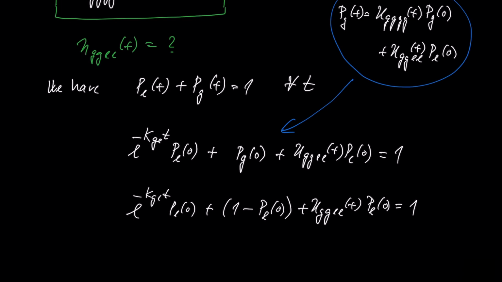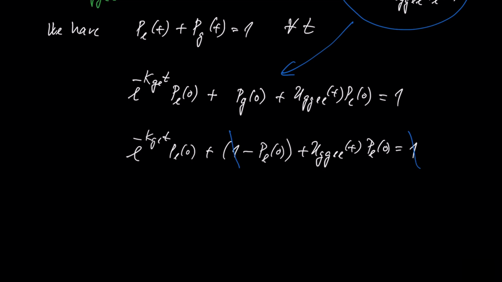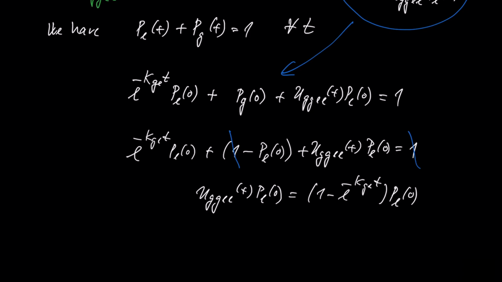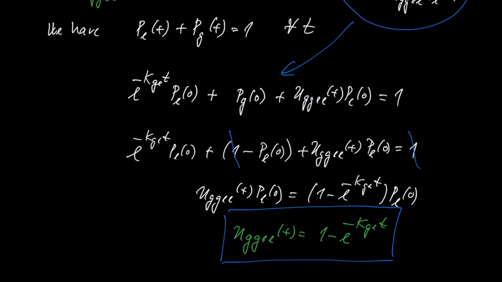We see also that the 1 on the left hand side and right hand side can be cancelled, and we can isolate. We can actually then also divide everything by P_E(0), and the result to which we come is relatively easy to understand. We get U_GG,EE(t) P_E(0) equals 1 minus e to the power of minus k_GE t, times P_E(0). So this for all P_E(0)s means that U_GG,EE(t) equals 1 minus e to the power of minus k_GE t, and that's an important result that we can use.